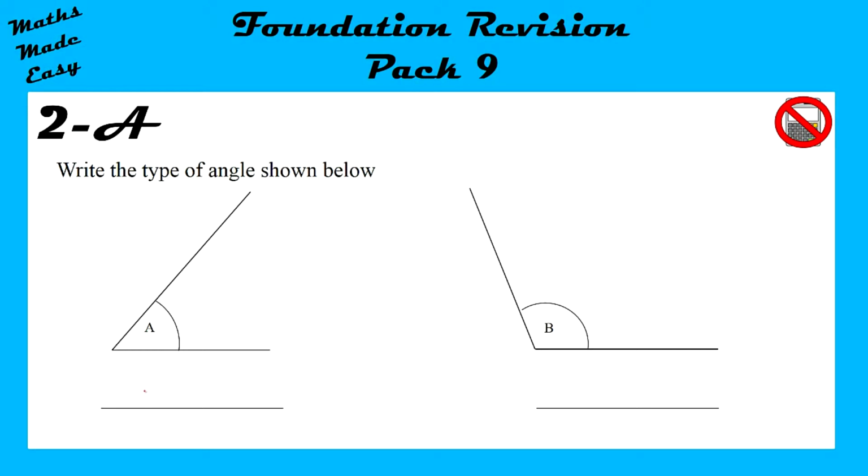Question 2a. So this first type of angle is known as an acute angle because it's smaller than 90 degrees. The second angle is called an obtuse angle because it's greater than 90 and less than 180.